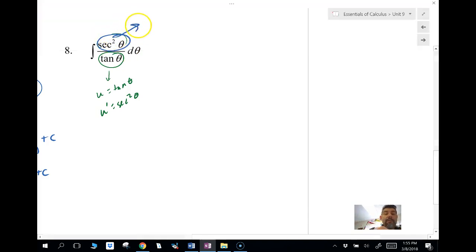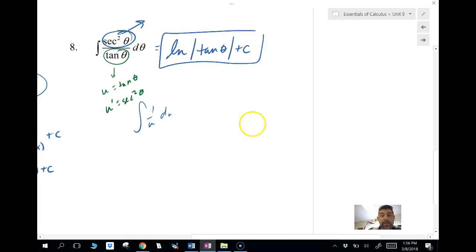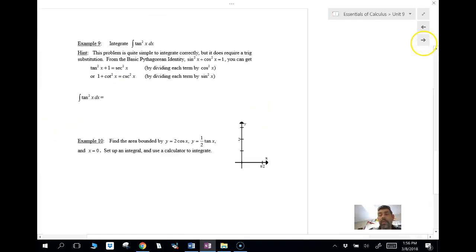Hook is already there. So really we're looking at like 1 over u, right? So 1 over u is an ln, so we're going to just have the ln of tangent theta plus c. And that's it. That's all there is to that one. Let's take a look at a few more integration type problems that we might see.